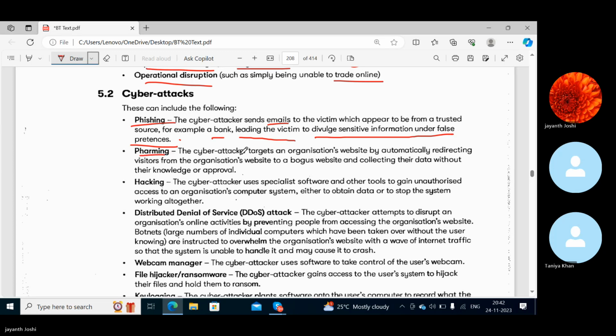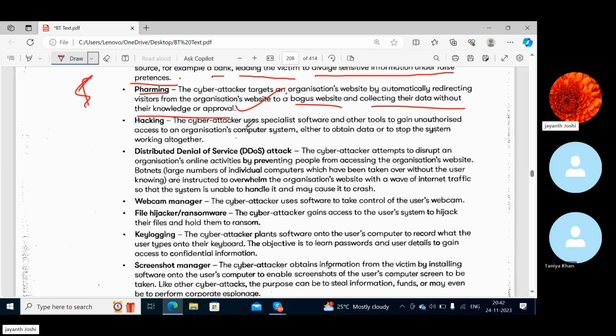Pharming. This is not FAR, this is PHAR. So the cyber attacker targets an organization's website by automatically redirecting visitors from the organization's website to a bogus website and collecting their data without their knowledge or approval. Very, very cunning. Then they hack. That means stealing the data.